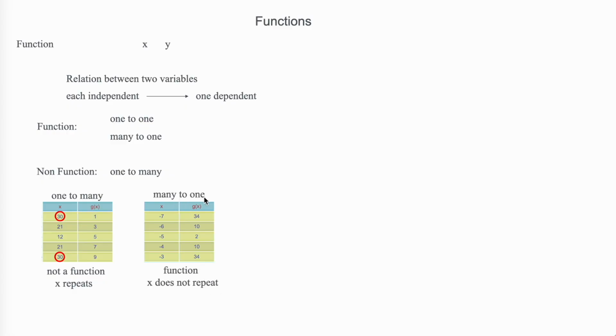This is many-to-one. The reason it's many-to-one and not one-to-one is that negative 7 gets us 34, and also negative 3 gets us 34. Negative 6 gives us 10, and negative 4 gives us 10. So that's many-to-one. In this situation, this is a function. The x does not repeat. That's why it's a function. It is one-to-one.